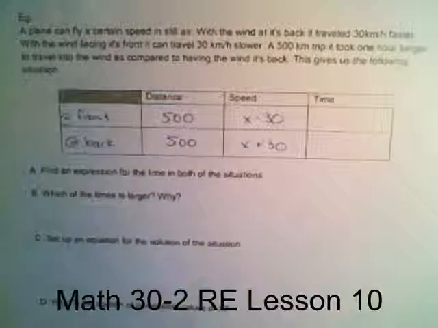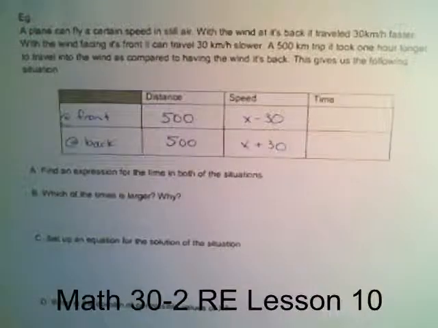Okay, and I just got to pick. Now, okay, 500-kilometer trip. The distance in each case is 500 kilometers. In each case, I went 500 kilometers. If the wind is at my front, I'm going 30 slower than I can do. If the wind is at my back, I'm going 30 faster than I can do.